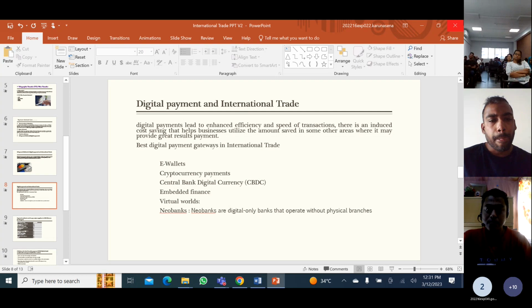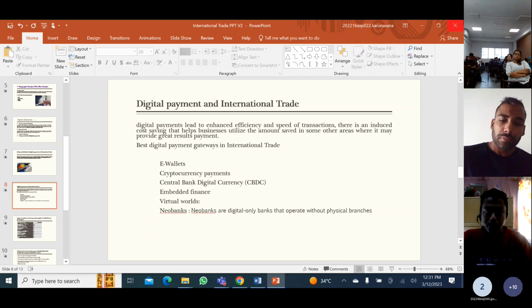The fourth one is actually a new concept in digital payments: embedded finance. Embedded finance means you don't need to go to the bank. Without going to the bank, you can fulfill your fund transfer requirements. For example, you want to buy some product from Amazon. Amazon will decide your requirement.